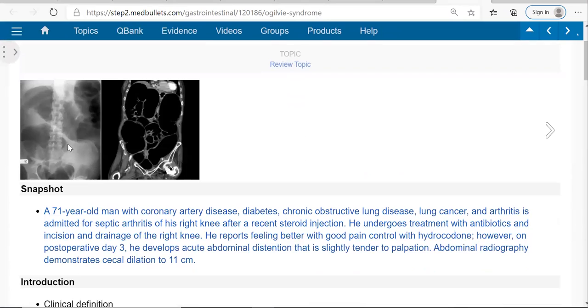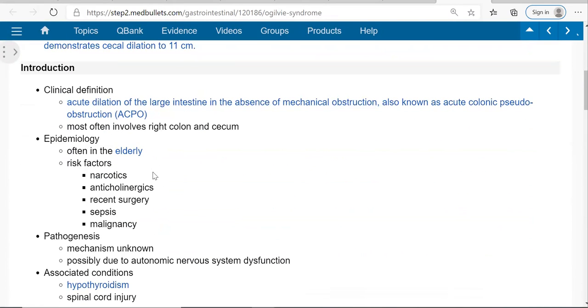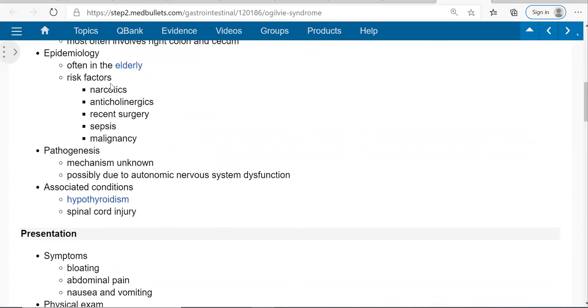So this is your pseudo obstruction. Now, pseudo obstruction is indicated by large intestinal dilation in the absence of any mechanical obstruction. Risk factors are mainly elderly, narcotics, anticholinergic drugs, recent surgery, sepsis, malignancy.